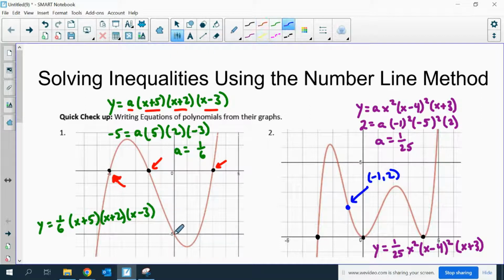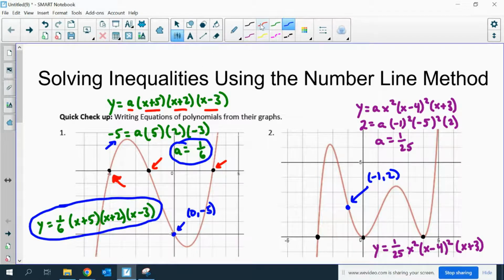Then notice that there is a point at 0, -5. So we replace y with -5 and x with 0 in all of these spots, and then solve for a. So when you divide everything else over to the other side, you get a equals 1/6, and then you have the equation.